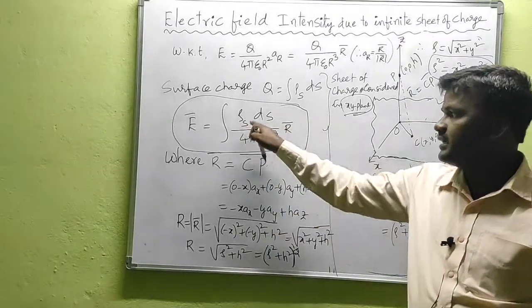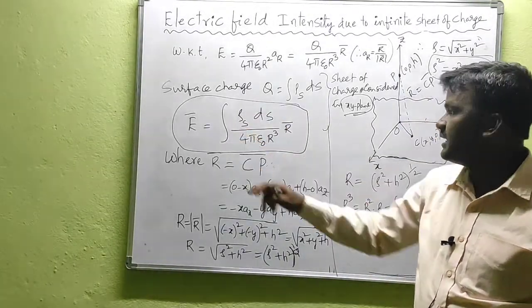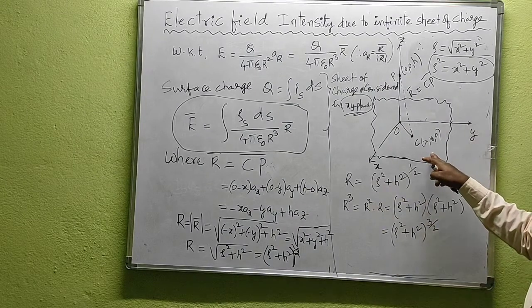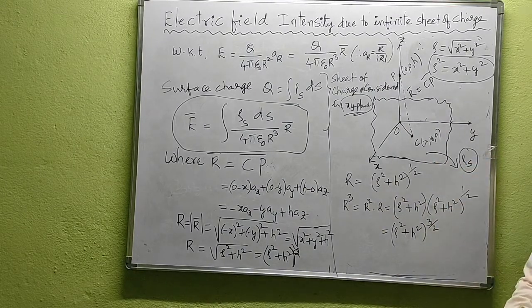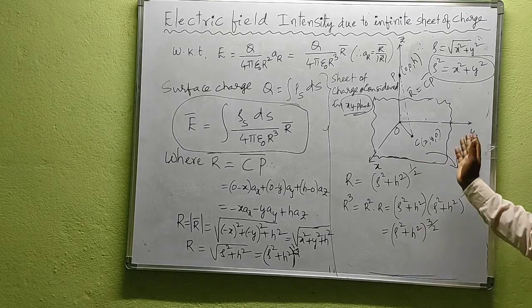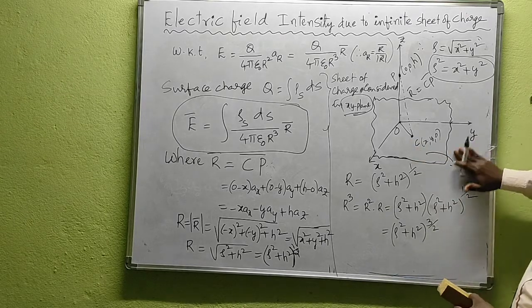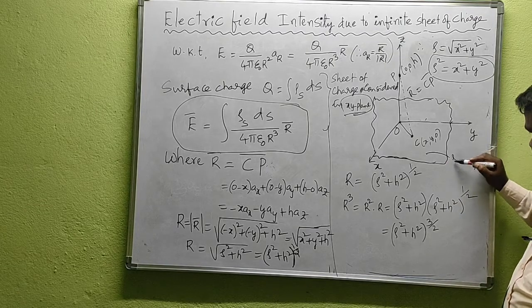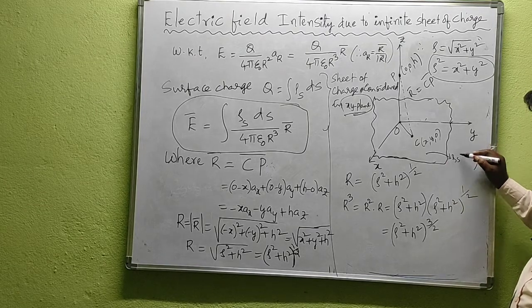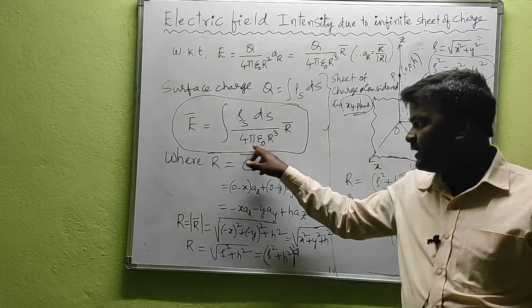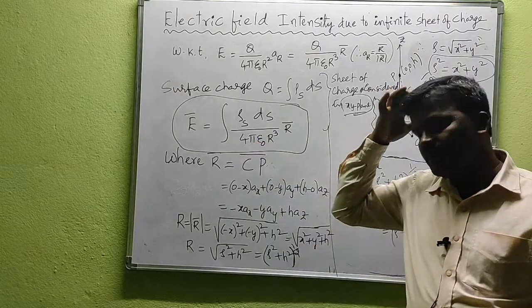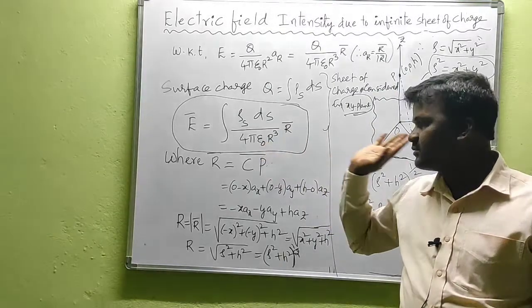Here we have rho s, that is uniform surface charge density. Let us consider a sheet of charge in the xy plane with uniform charge density rho s. Means what? The charge is the same at each and every point in this plane. Clear? And 4 pi is constant. Epsilon naught is the permittivity of free space.